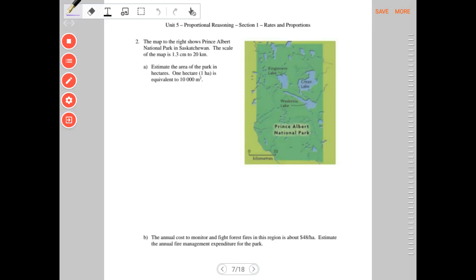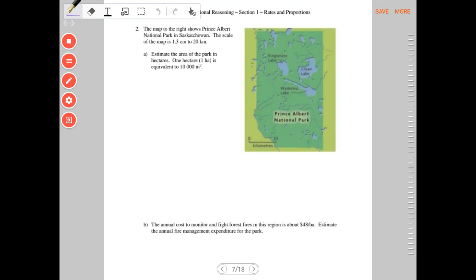Here we have, we went from BC and Tuktoyaktuk to the lovely province of Saskatchewan. All right, the map on the right shows Prince Albert National Park in Saskatchewan. The scale of the map is 1.3 centimeters to 20 kilometers. So what that means is that for every 1.3 centimeters we draw on the picture, represents 20 kilometers in real life. Now, remember that 1 kilometer is the same thing as 1,000 meters. So if I have 20 kilometers, that's going to be times by 20, so times by 20. So that's 20,000 meters. Okay? So for every 1.3 centimeters on the map, that represents 20,000 meters in real life.